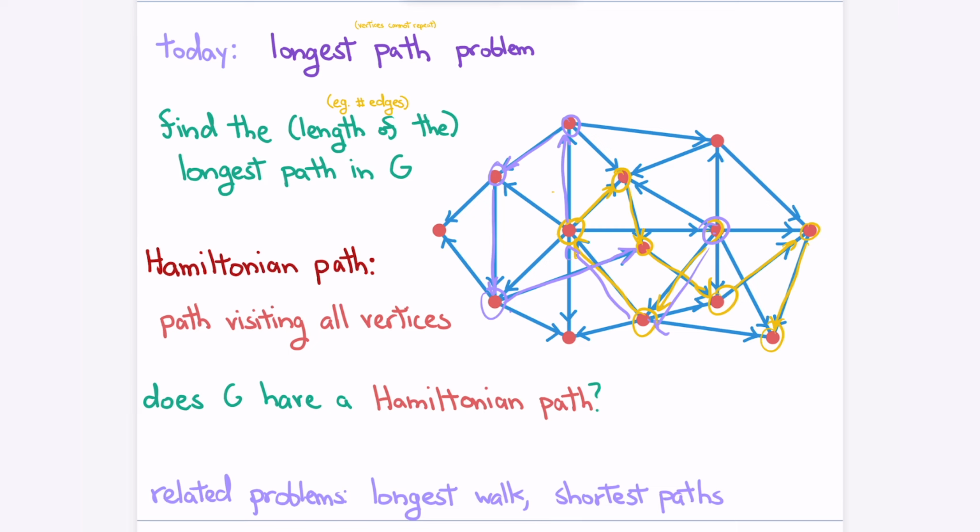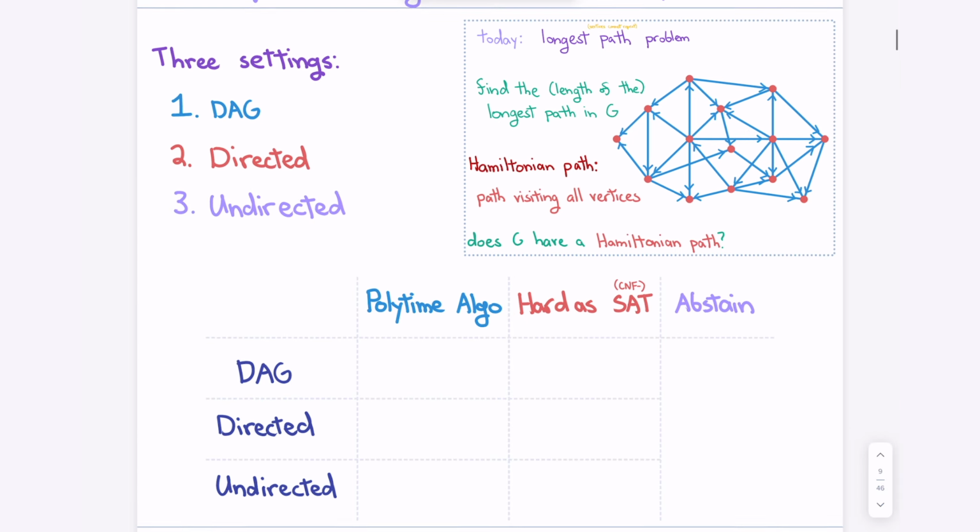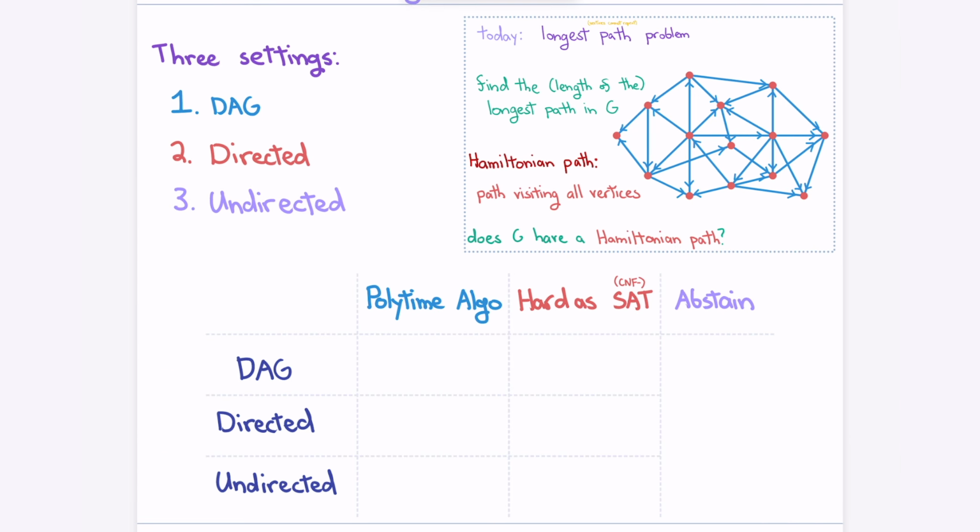But this problem's very tricky. Okay, so we're going to look at this problem in 3 settings, and then we'll do some comparative discussion: DAGs, directed acyclic, so no cycles; directed graphs, which is probably the most general; and then undirected graphs. So for each of these graphs, do we think we'll get a polynomial time algorithm, or do you think it'll turn out to be as hard as SAT?